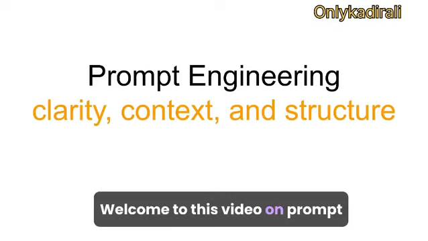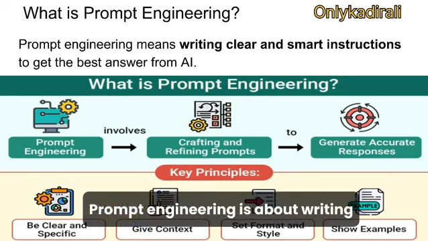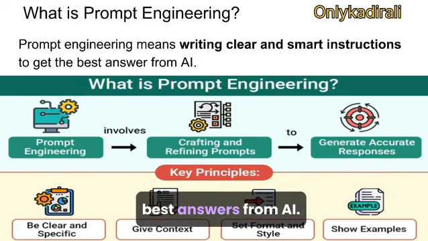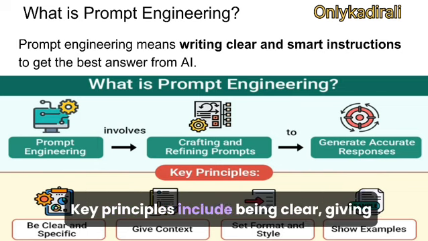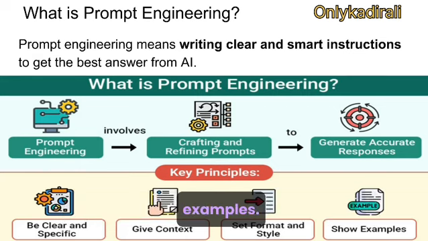Welcome to this video on prompt engineering, focusing on clarity, context, and structure. Prompt engineering is about writing clear and smart instructions to get the best answers from AI. Key principles include being clear, giving context, setting the format, and providing examples.